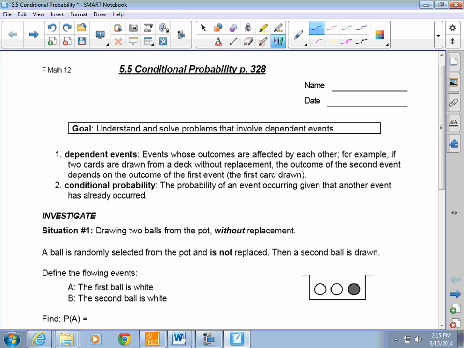Conditional probability is the probability of an event occurring given that another event has occurred. So it's saying, okay, in the first time I picked this, so in the second event, this will happen because I did the first thing.